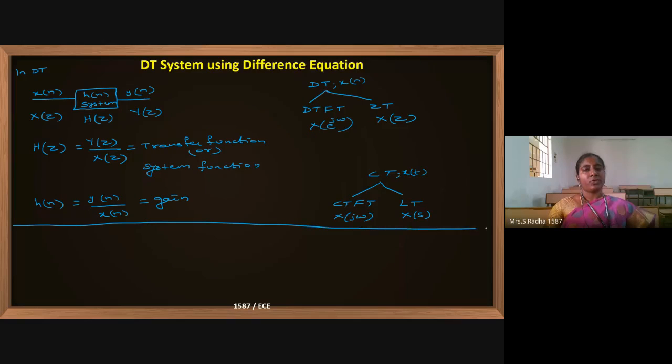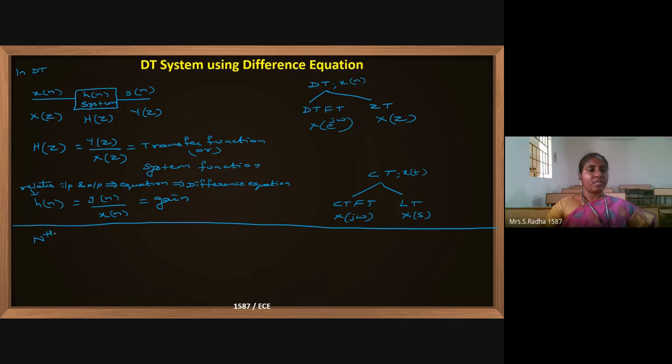Already I told you, h of n, the system behavior, relates the input and output of the system. That is represented as an equation, and that equation is also called a difference equation. In continuous time, it is called a differential equation, relating input and output by system behavior. We are talking about discrete time, so that equation is called a difference equation.